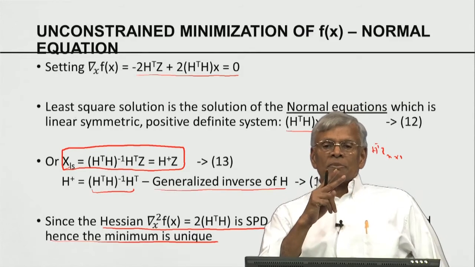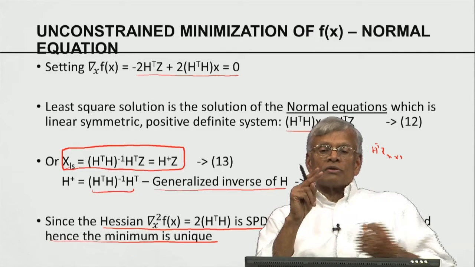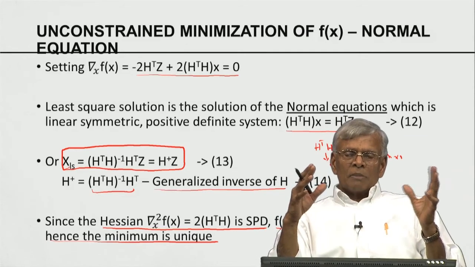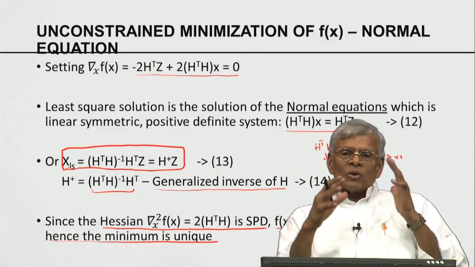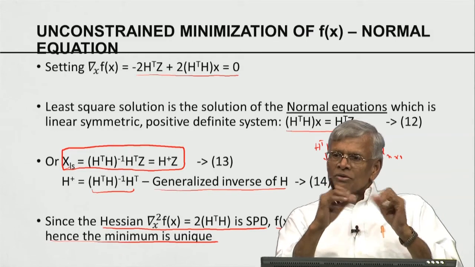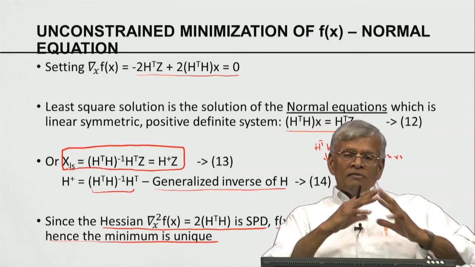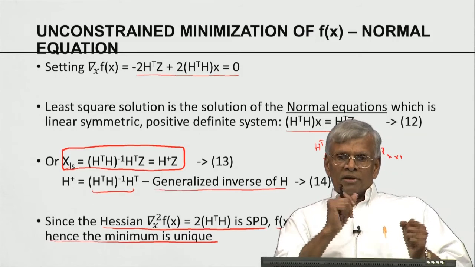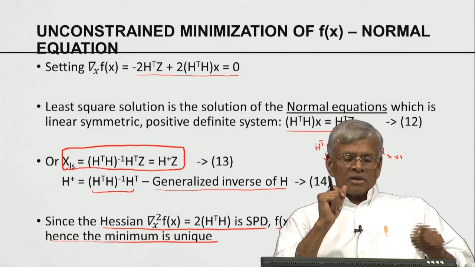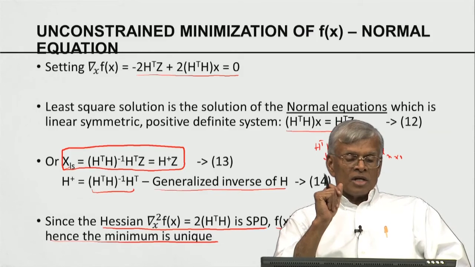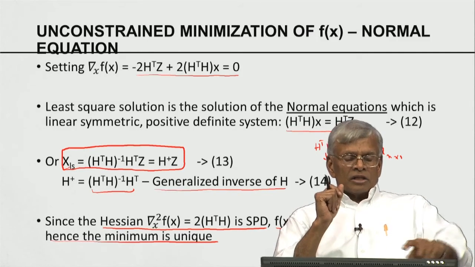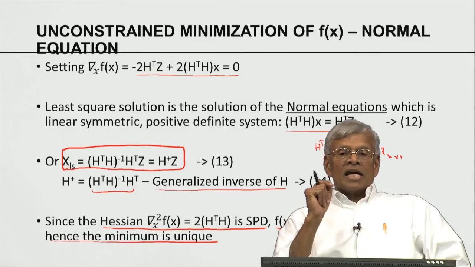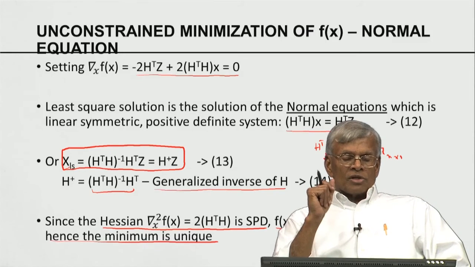Now, look at that. We have talked about two types of generalization. One is the generalization of the notion of the solution itself. The classical notion of the solution is that the left hand side is equal to the right hand side. But here, the generalization is that the left hand side is close to the right hand side. They are not equal, but close. We have also generalized the notion of inverse of a matrix from the inverse of a square matrix to the generalized inverse of a rectangular matrix. So, H is a rectangular matrix, and H plus is called the generalized inverse of H. When H is full rank, the generalized inverse has an exact expression, given by equation 14, which is H transpose H inverse H transpose.